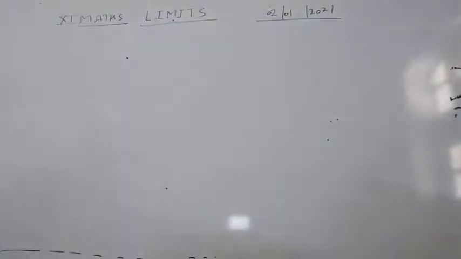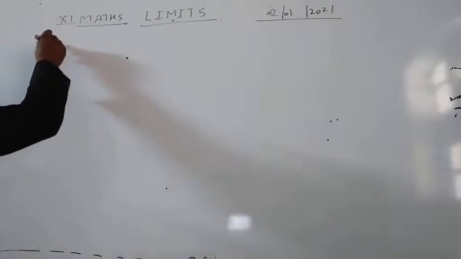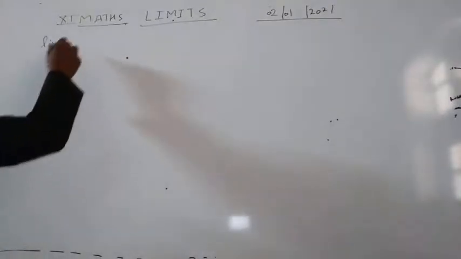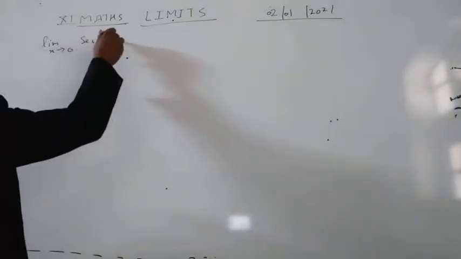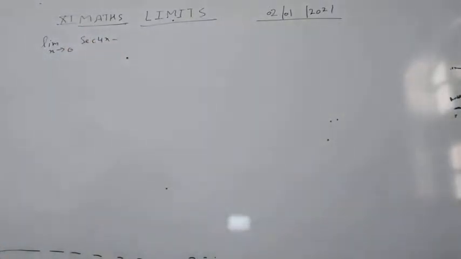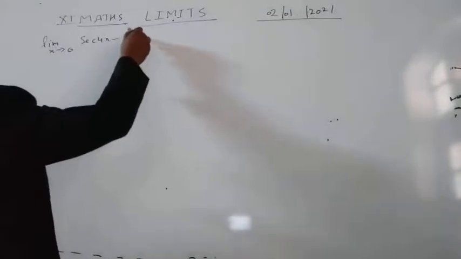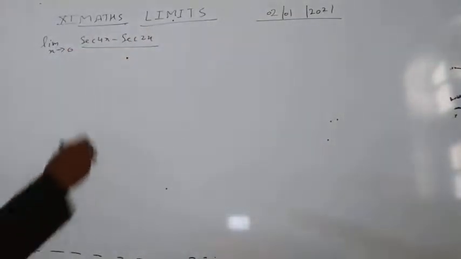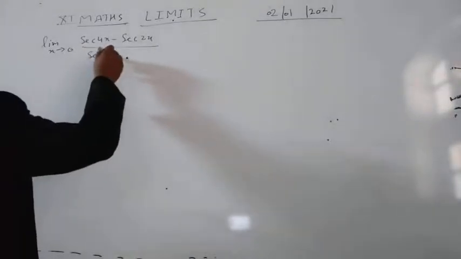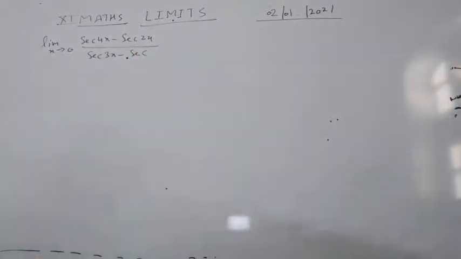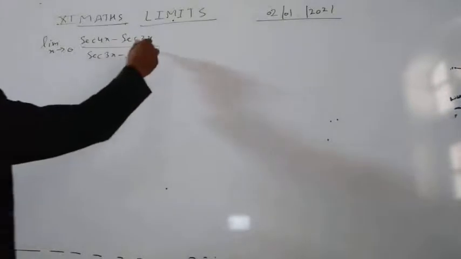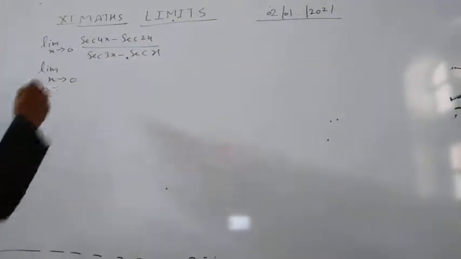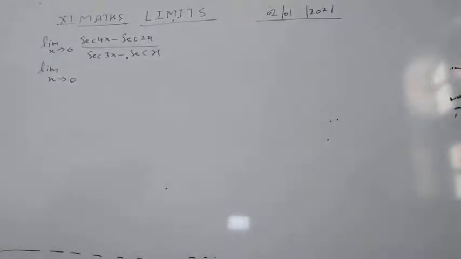Next question is limit x tends to 0, (sec 4x minus sec 2x) by (sec 3x minus sec x). Okay, so student, first of all we will change this in cos.